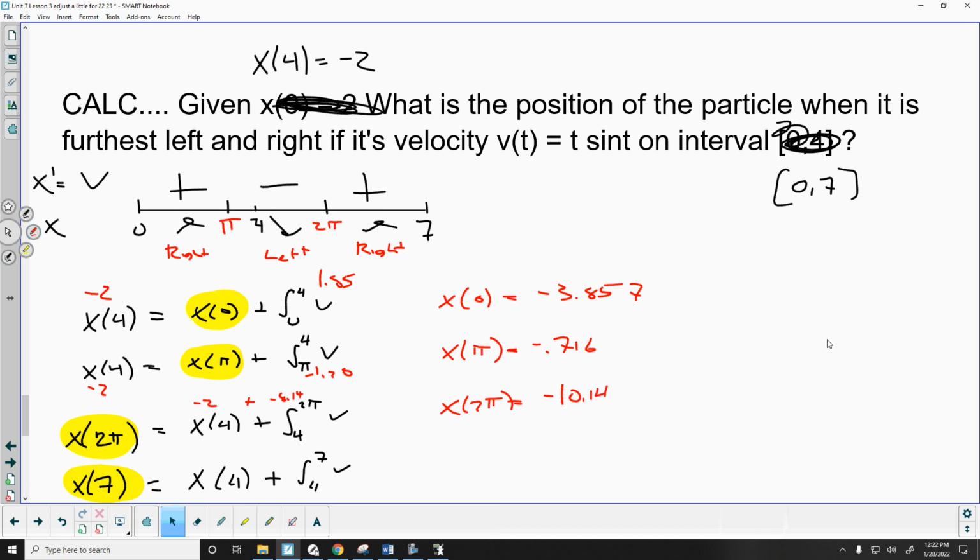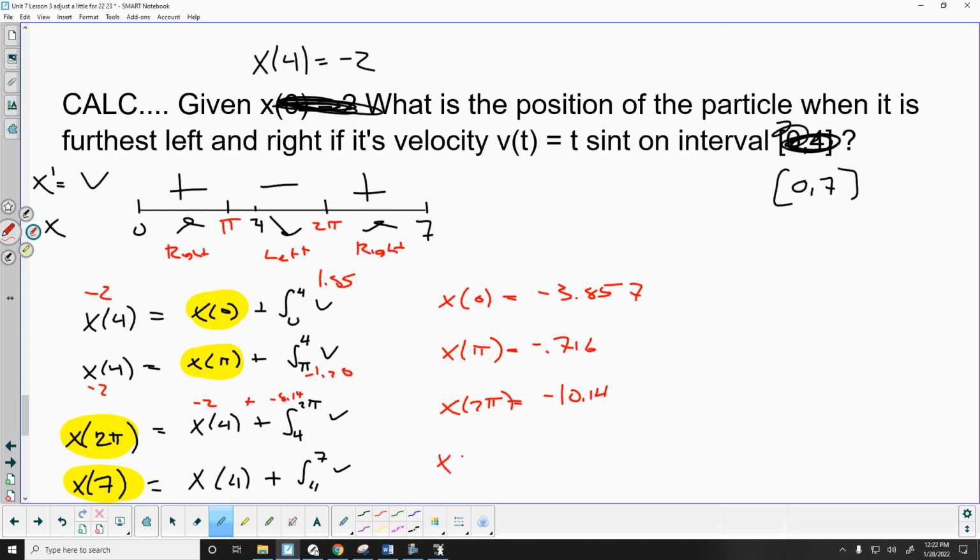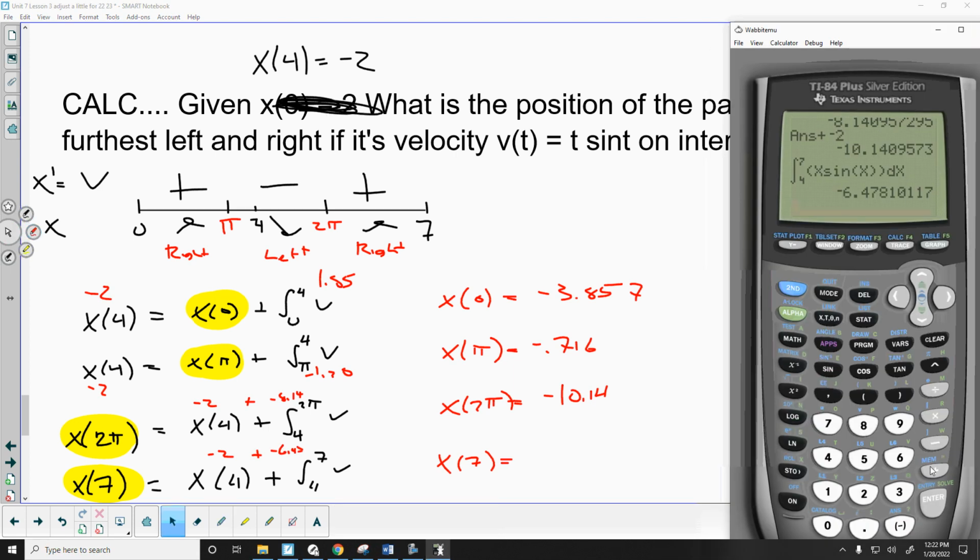And finally, let's find our displacement between 4 and 7. I'm being cruel by giving you this initial condition. If I gave you a starting point or an ending point, that would help tremendously. But I'm just making sure you're comfortable with any way of doing things. I still need to add negative 2 to that number that I just found. Negative 6.47. Negative 8.47.